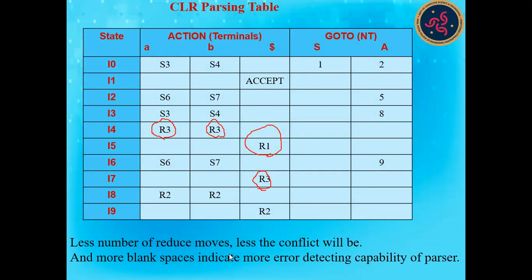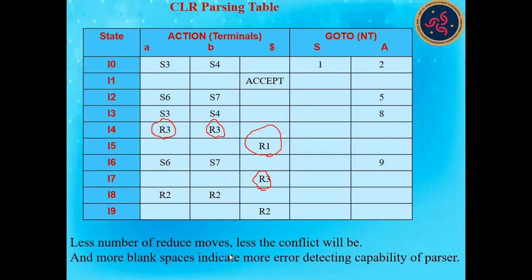Therefore the conflicts will be fewer. There are two types of conflicts, the shift-reduce conflict and the reduce-reduce conflict. That means when we are constructing a table, if two entries come in the same cell, then we say it is a conflict. Therefore, if we have fewer reduce moves, the chance of getting a conflict will be less.